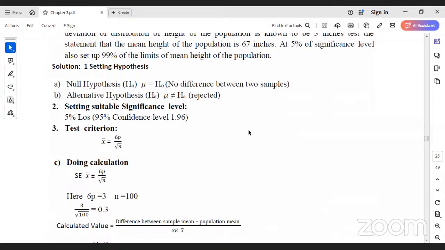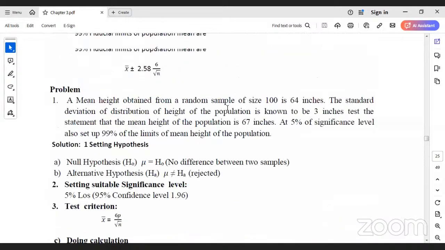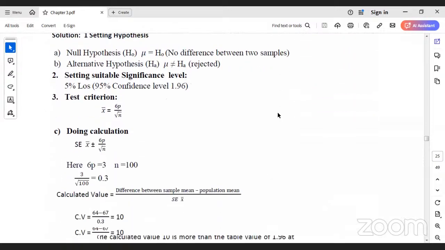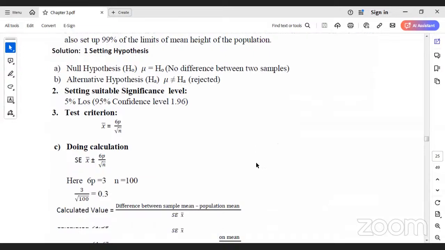So what is our formula? Standard deviation sigma by under root 100 is equal to 0.3. Then calculated value is equal to the difference between sample mean minus population mean. The mean height obtained from a random sample of size 100 is 64 inches, so 64 minus population mean. Here the population mean is given very clearly: mean height of the population is 67 inches.